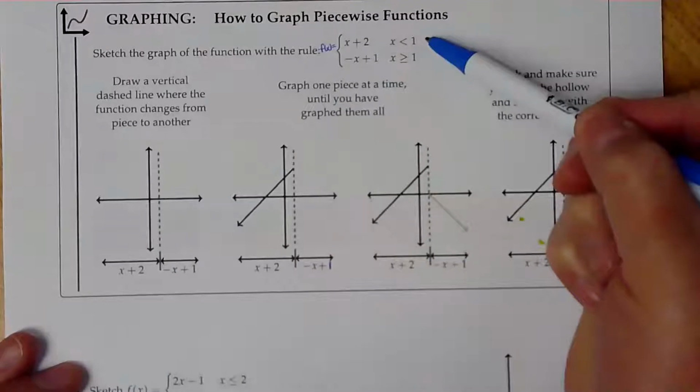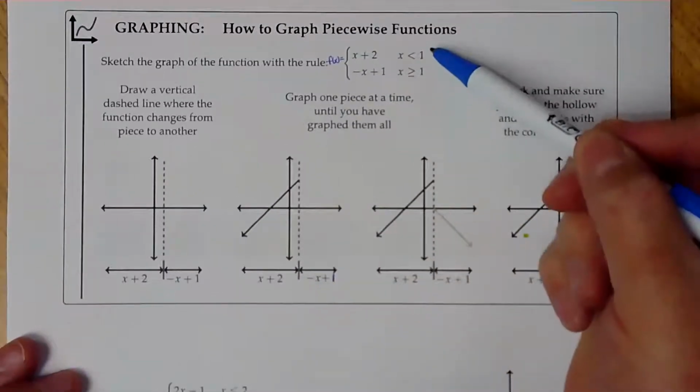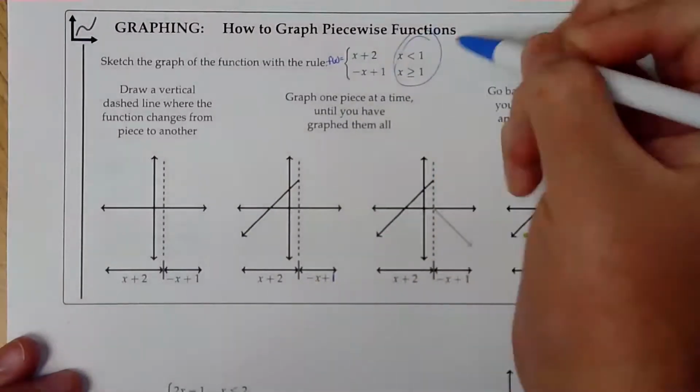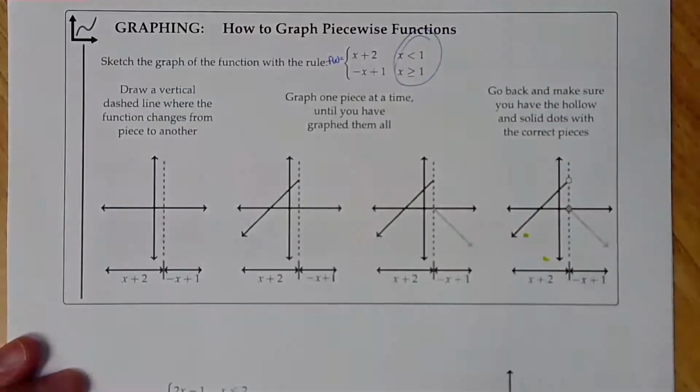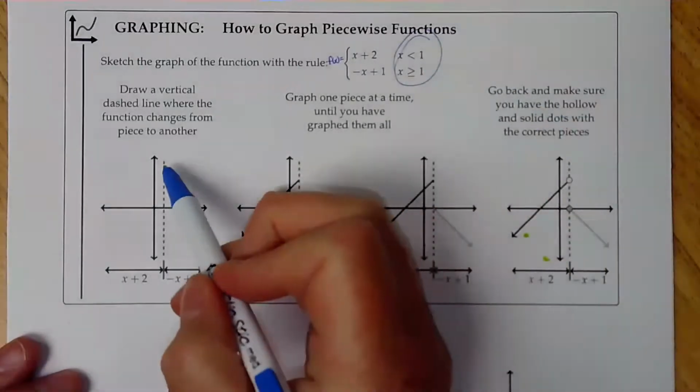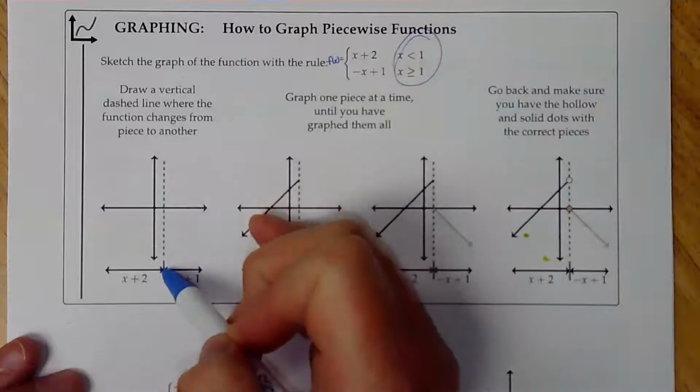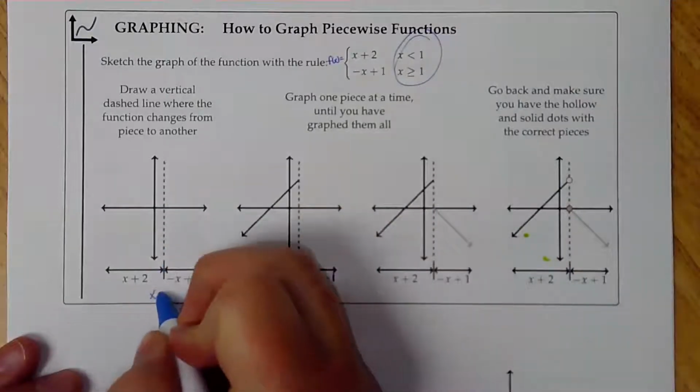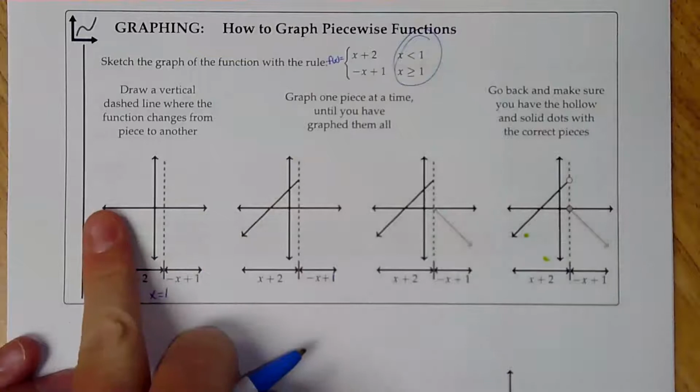And I put what I call a fence line in here. So I look at where I'm switching the functions, and I know where I switch functions by looking at this piece of the domain. So at x equals 1, I'm going to switch from one function to the other. So here's where x is equal to 1. Okay. And so I put a fence line there.